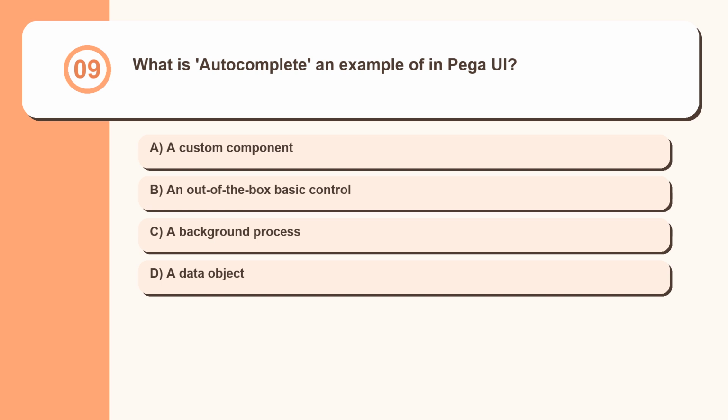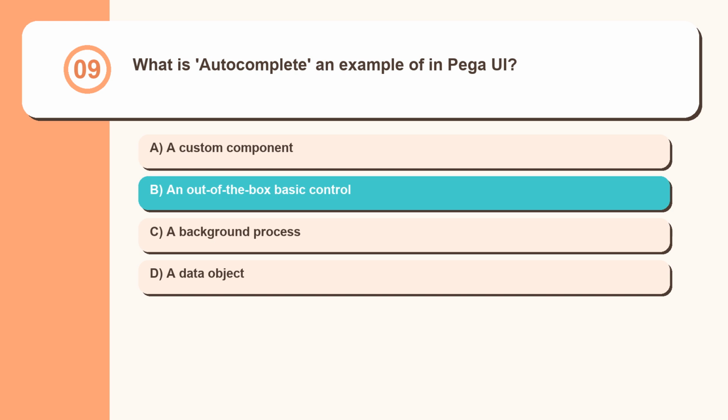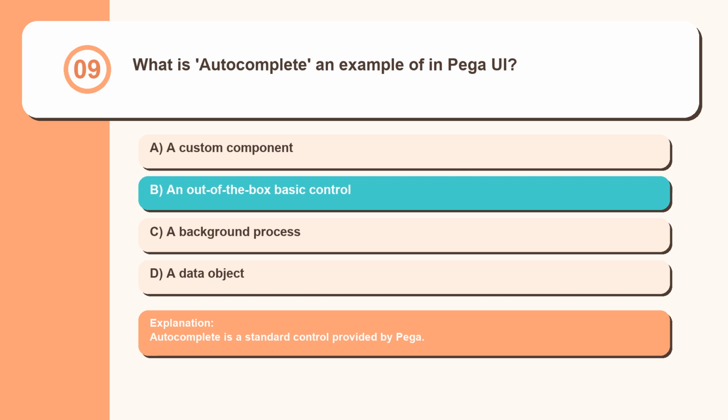Question 9. What is autocomplete an example of in Pega UI? A custom component, an out-of-the-box basic control, a background process, a data object. Autocomplete is a standard control provided by Pega.